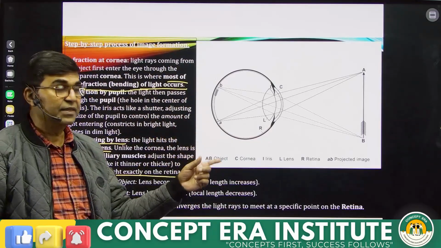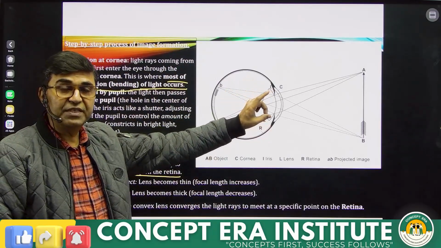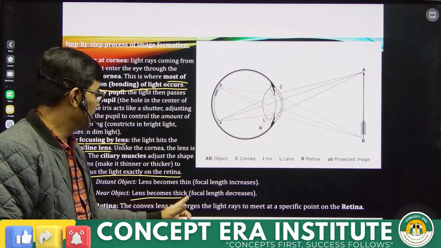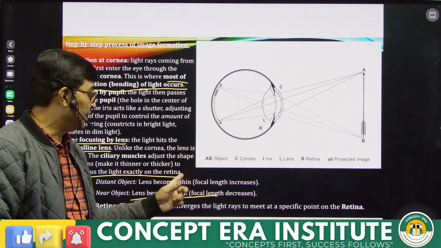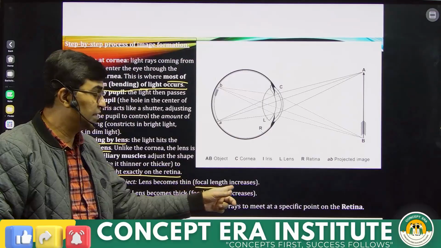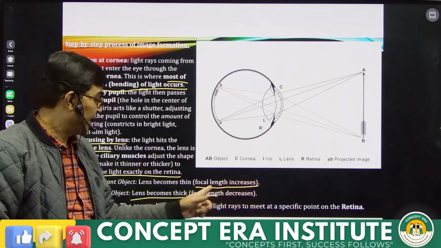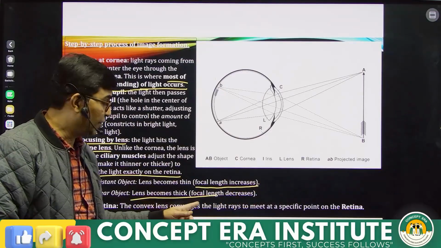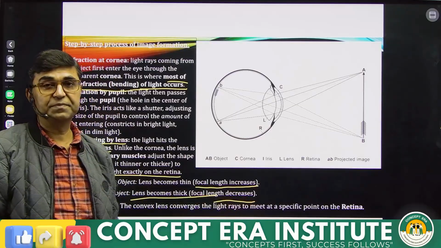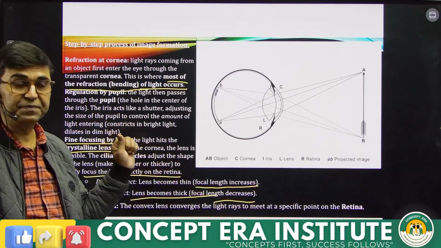For that case, the ciliary muscles compress the lens and the lens becomes thicker. If the lens is thin, focal length increases, and if the lens is thick, the focal length decreases. This you must keep in mind.